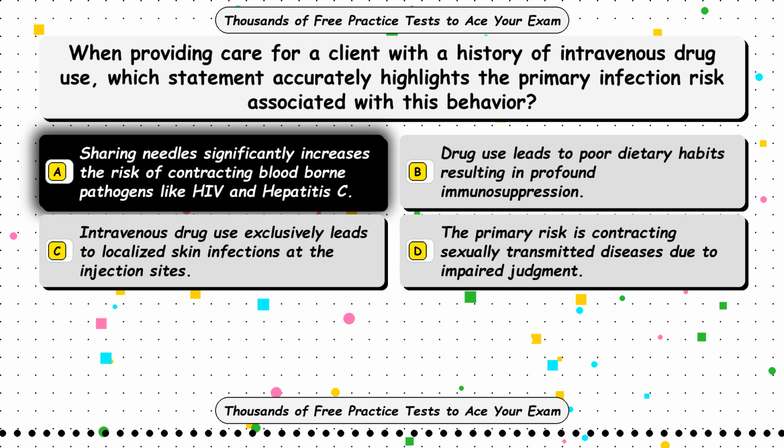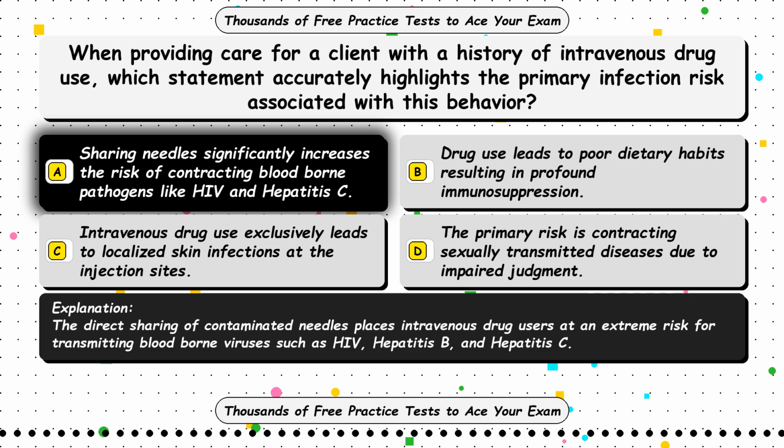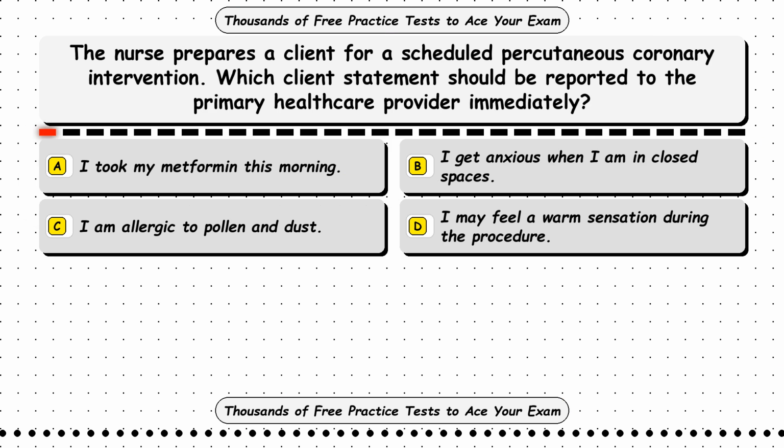The correct answer is option A. Sharing needles significantly increases the risk of contracting blood-borne pathogens like HIV and hepatitis C. The direct sharing of contaminated needles places intravenous drug users at an extreme risk for transmitting blood-borne viruses such as HIV, hepatitis B, and hepatitis C. Question 98. The nurse prepares a client for a scheduled percutaneous coronary intervention. Which client statement should be reported to the primary healthcare provider immediately?